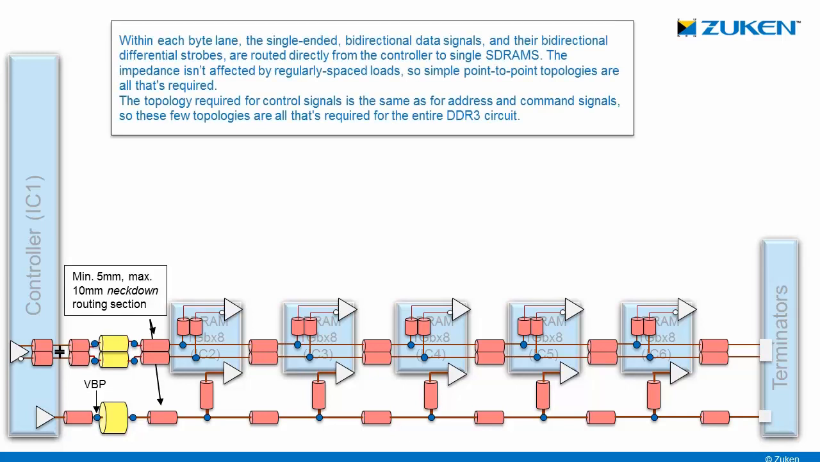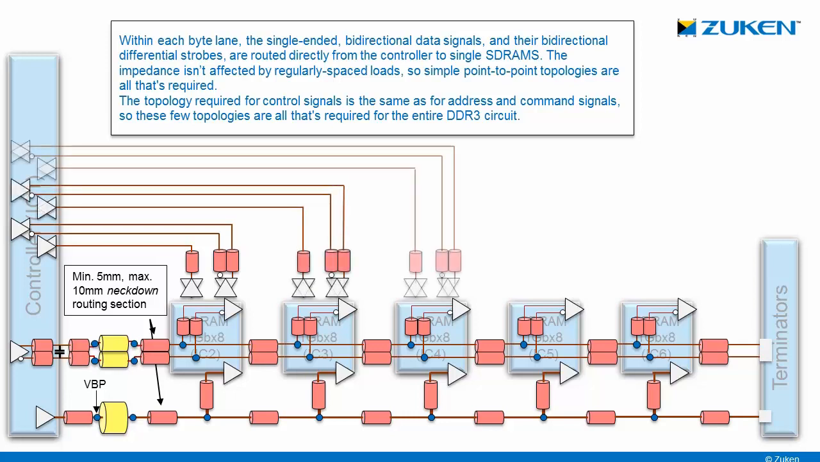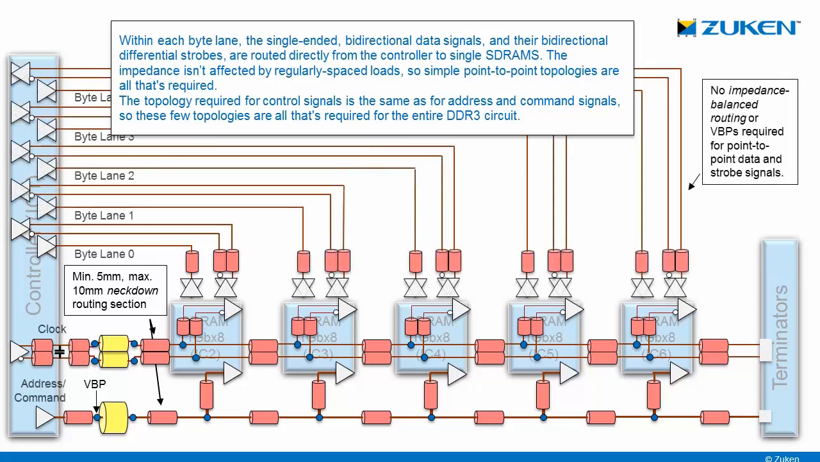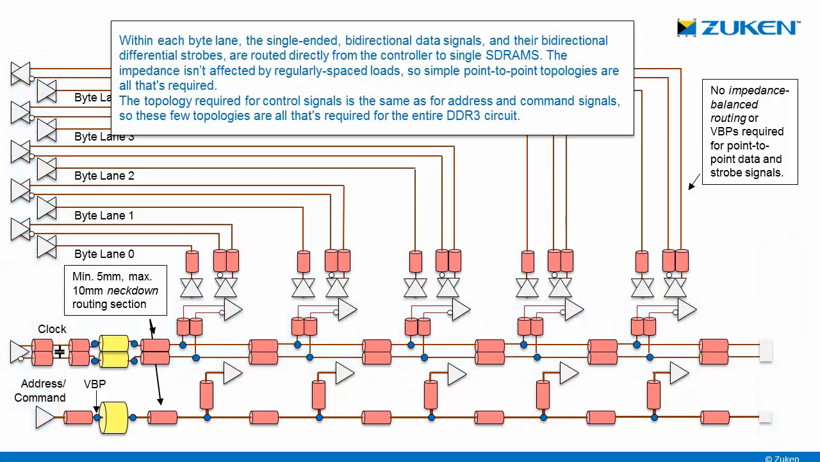Within each byte lane, the single-ended bidirectional data signals and their bidirectional differential strobes are routed directly from the controller to single SDRAMs. The impedance isn't affected by regularly spaced loads, so simple point-to-point topologies are all that's required. The topology required for control signals is the same as for address and command signals, so these few topologies are all that's required for the entire DDR3 circuit.